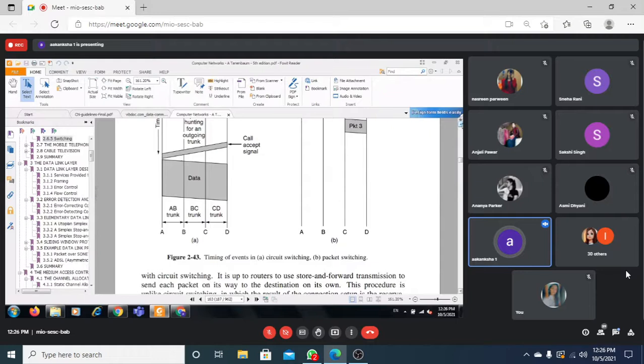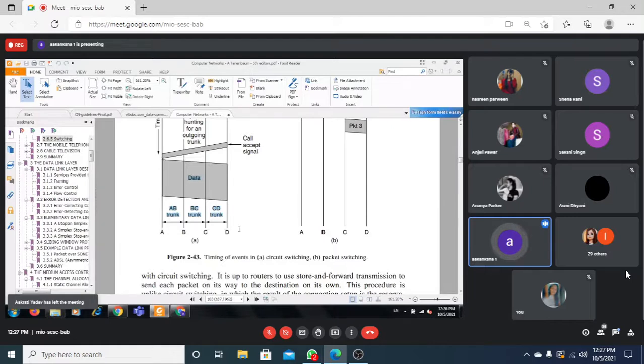So you can see in figure 2.43a, the time taken by the data to propagate from A to D will be only the time taken by the signal to propagate from A to B, B to C, C to D. So there is no gap. You can see here in the picture down below that there is no gap. Can you see there?